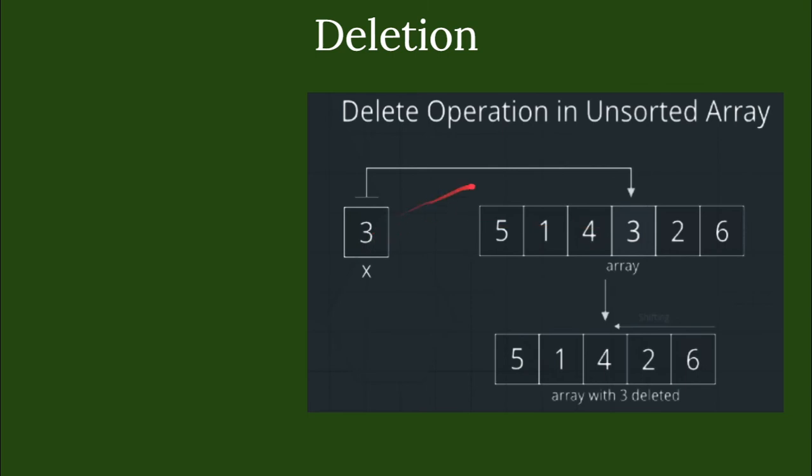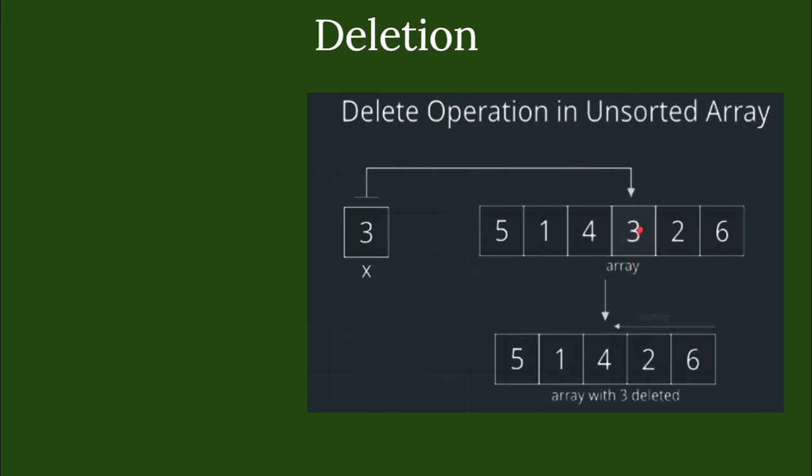Now 3 is checked with the 5, it is not the element, so move to the next one, it is not the element, move to the next one, it is not the element, and when it moves to this counter, 3 is equal to 3. So this is the one you want to delete. The position is 4. So what you will do, you have to remove this. After removing, this is the array 5, 1, 4, 2, 6. So once you remove the particular element, a gap will be produced.